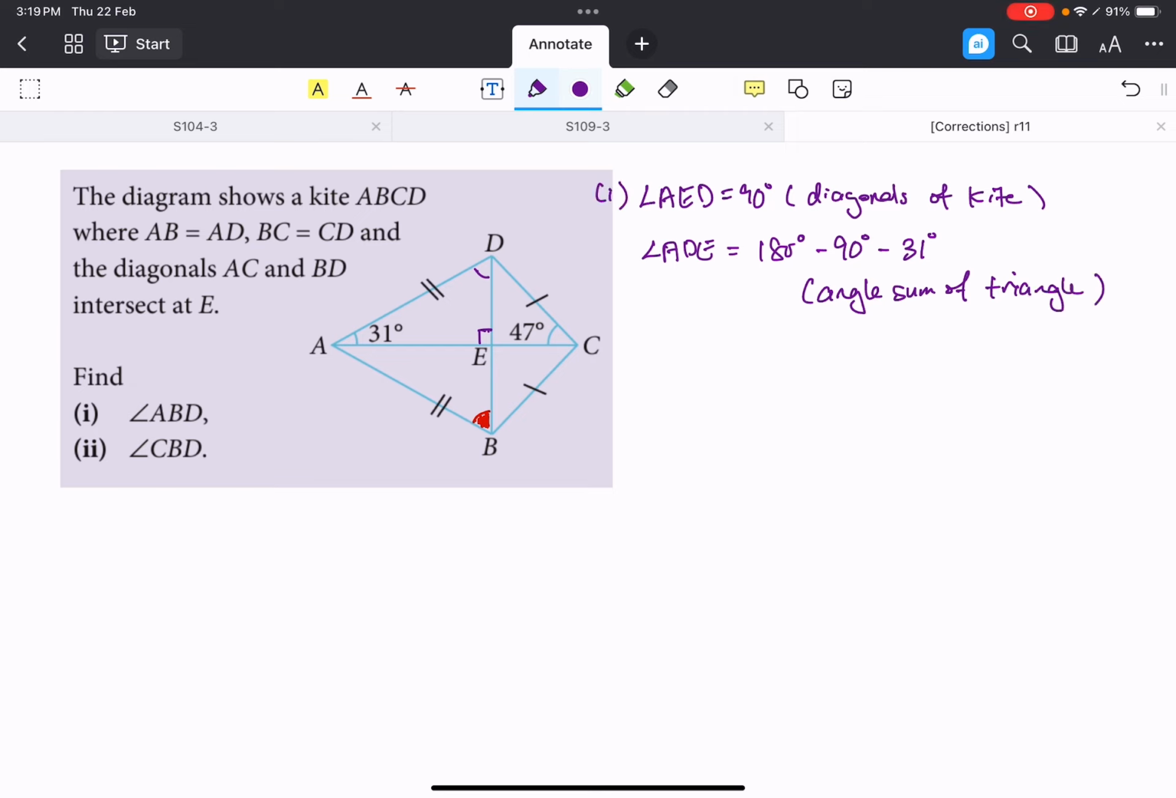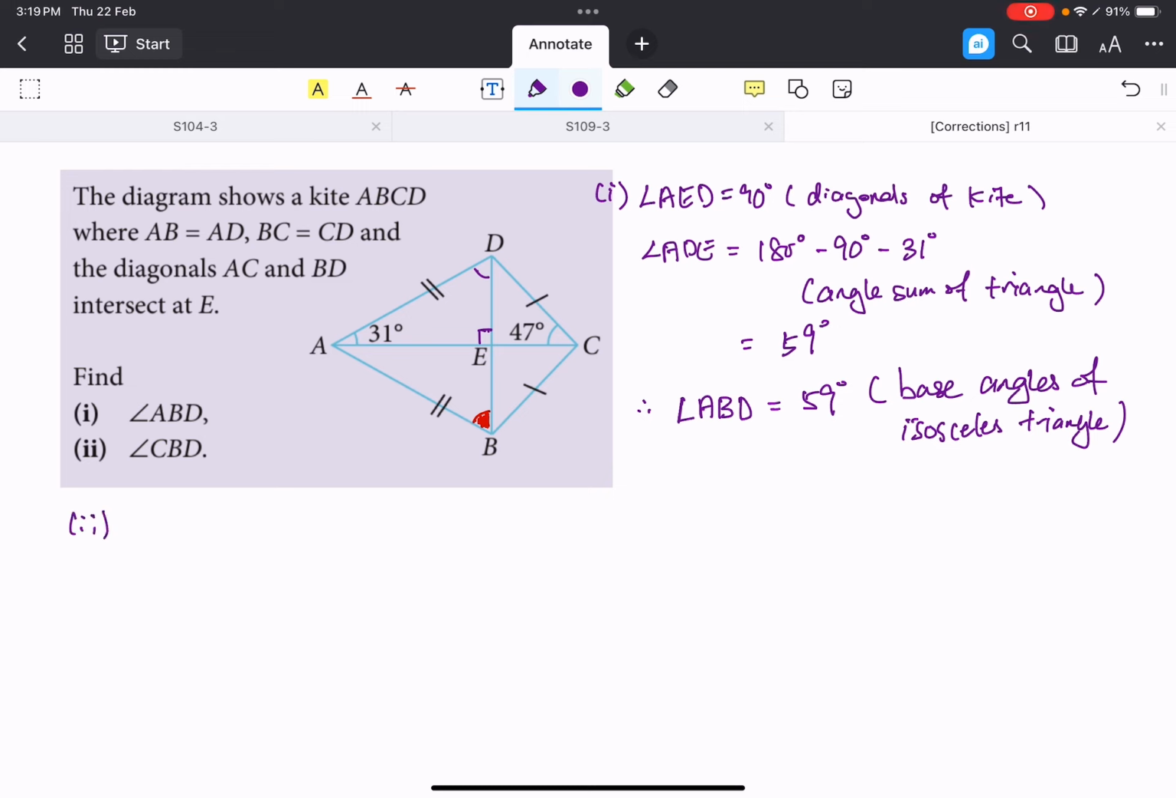Now this is part 1. We work this one out. This will be 59 degrees. Therefore, angle ABD is equal to 59 degrees due to the fact that they are base angles of isosceles triangle. There we go. So that's part 1.